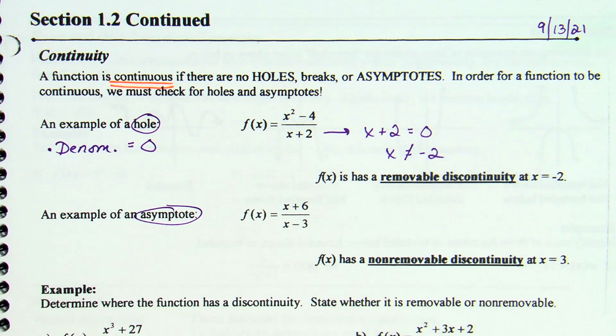How do we know if this is a hole or vertical asymptote? We know there's an issue at negative 2. We know the graph cannot continue there. But how do we know if it's a hole or a vertical asymptote? What about the numerator? Not necessarily. What do you guys remember about x squared minus 4?